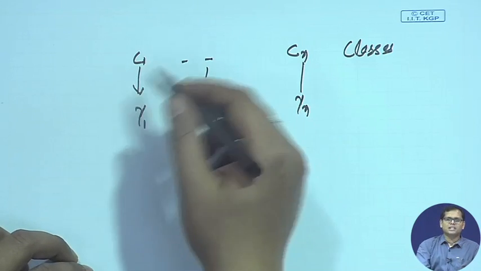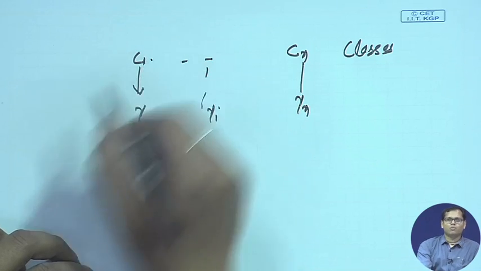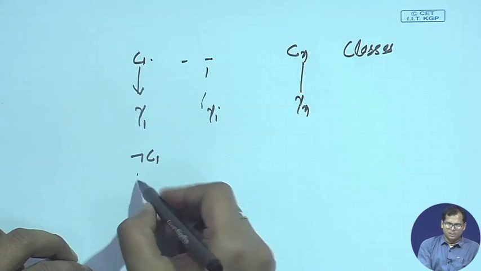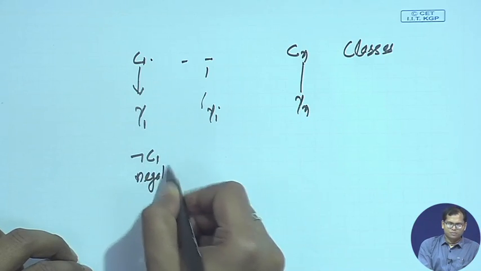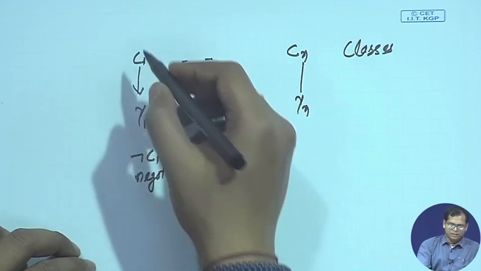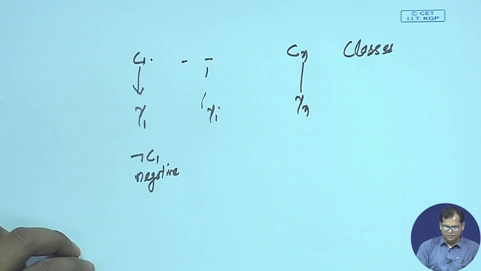How will you build this classifier? You need the data. So C1 will be the positive examples. What will be the negative examples? Everything that is not C1. They are the negative examples. So you can take any of these classes. Similarly, you can build all of these classifiers.